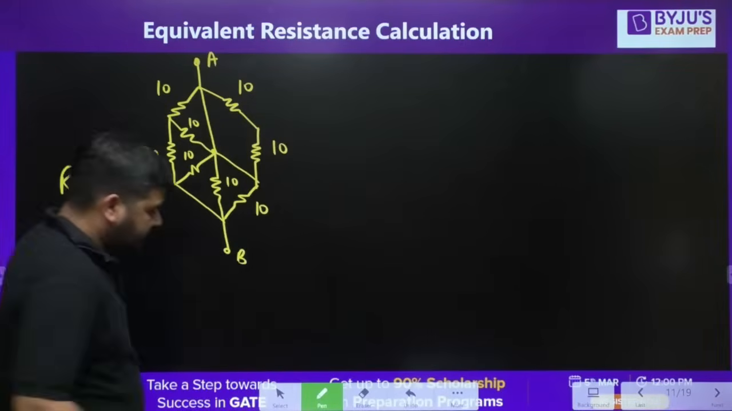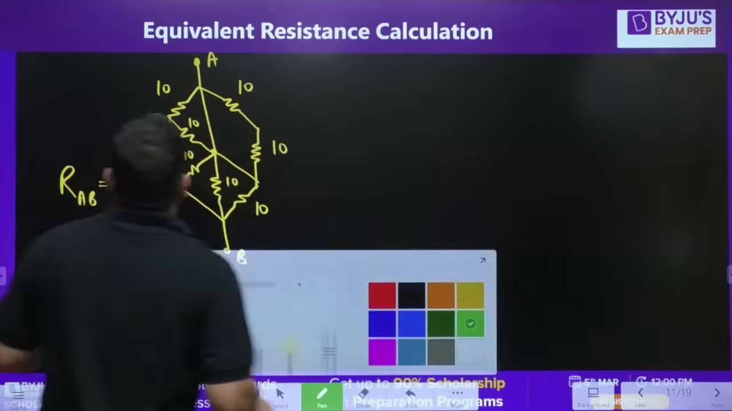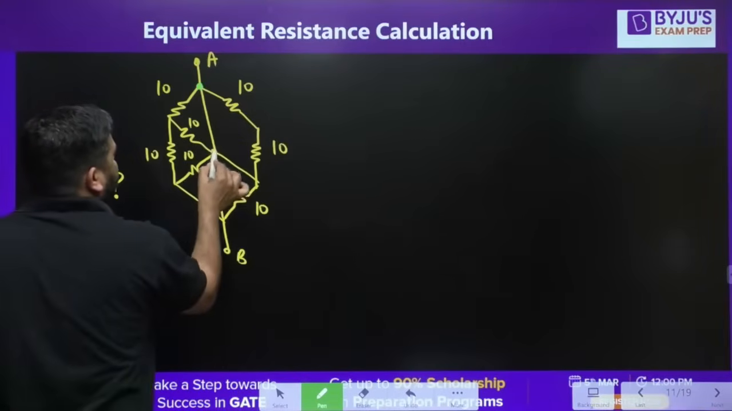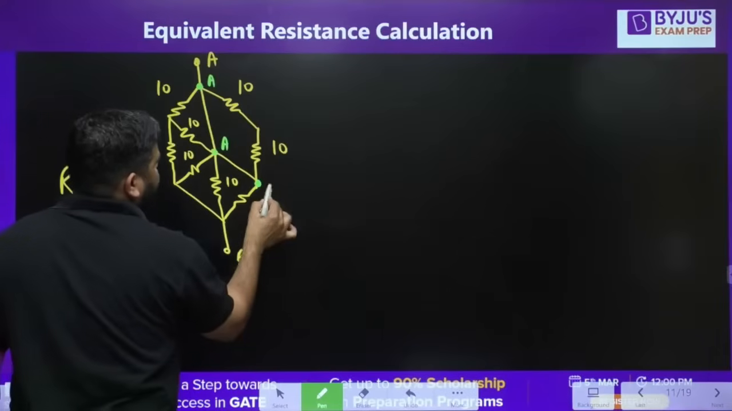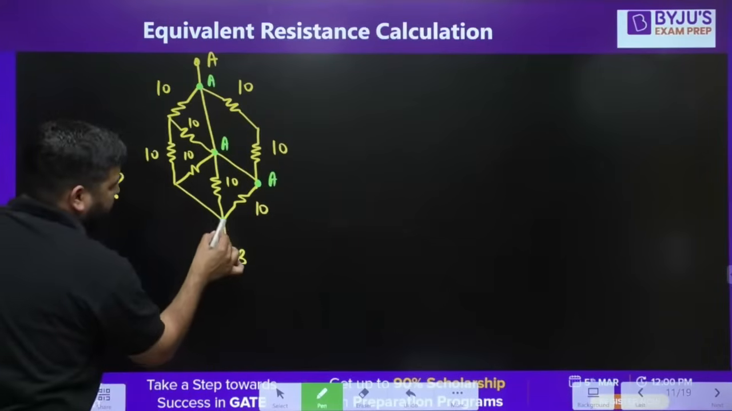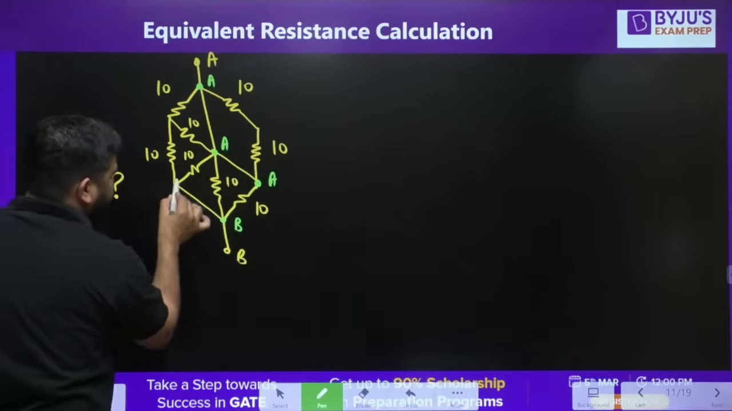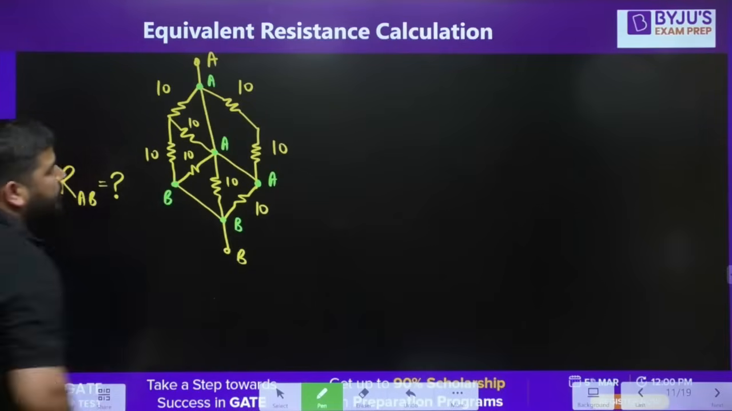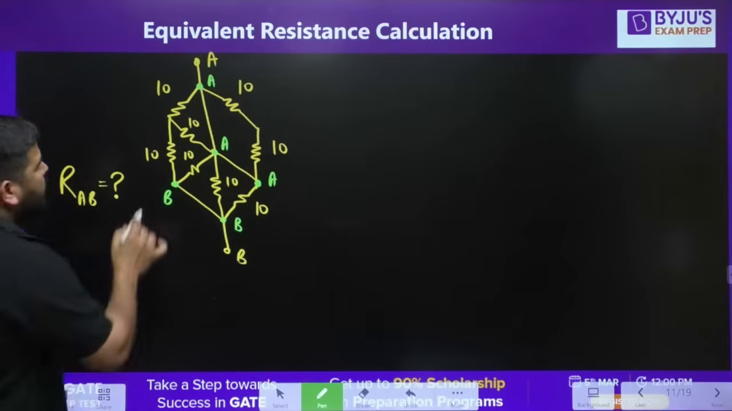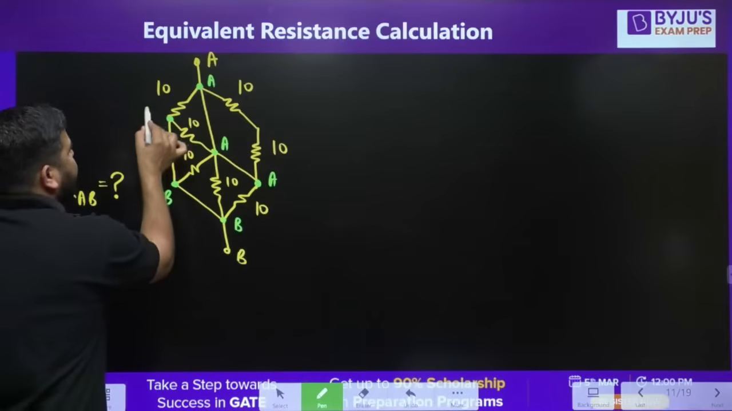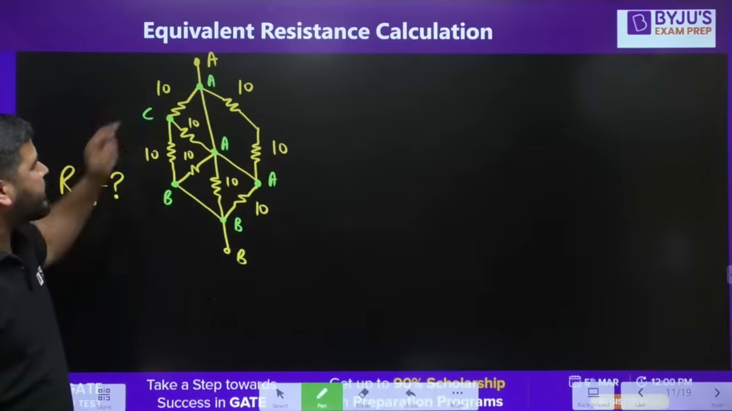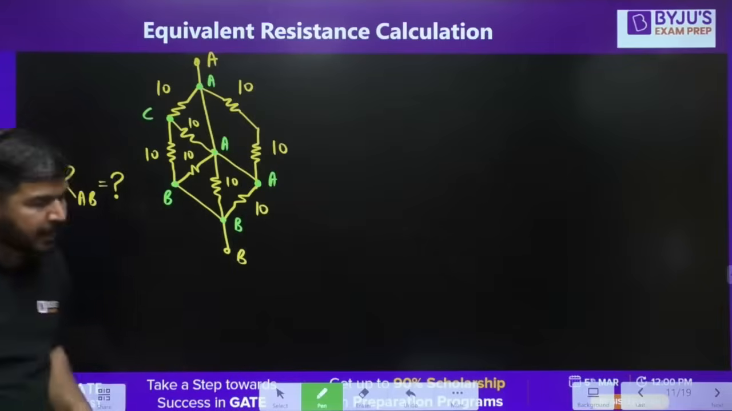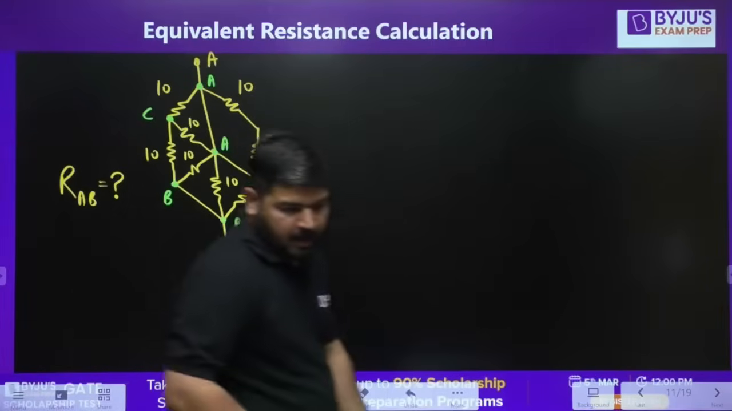Okay, I think time over. Look at this. If this point is A, this point will also be A, and this point will also be A. If you call this point as B, this point will also be B, this point will also be B. Now, let's call this point as C, because this point cannot be A.